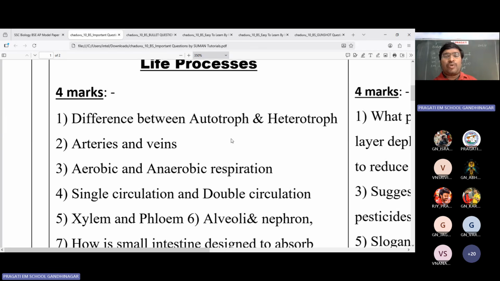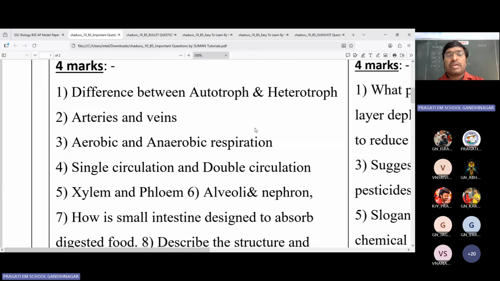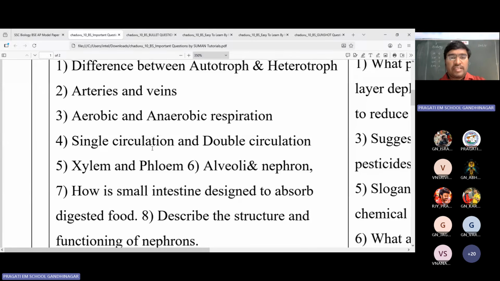Difference between autotrophs and heterotrophs. This is for nutrition. Based on nutrition, you have to write the differences between autotrophs and heterotrophs. The second question is about circulation: differences between arteries and veins. The third one is aerobic and anaerobic respiration. And the fourth one is single circulation and double circulation.